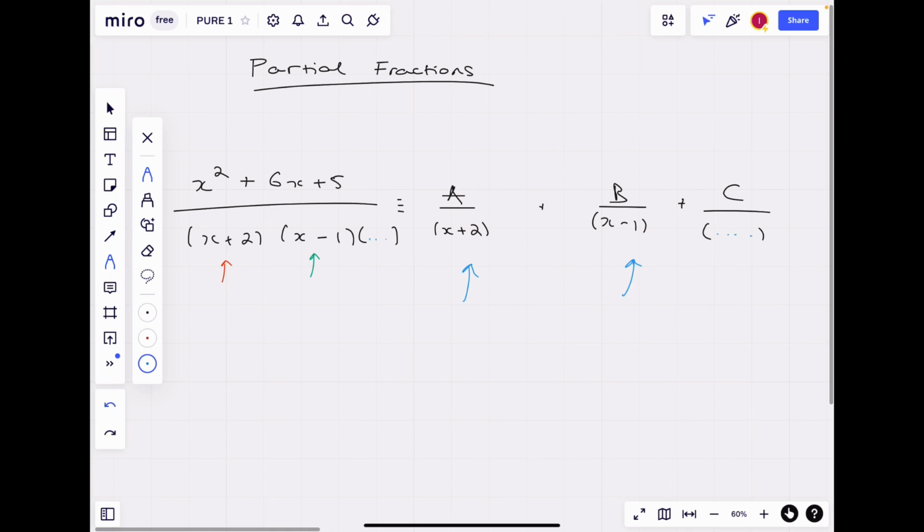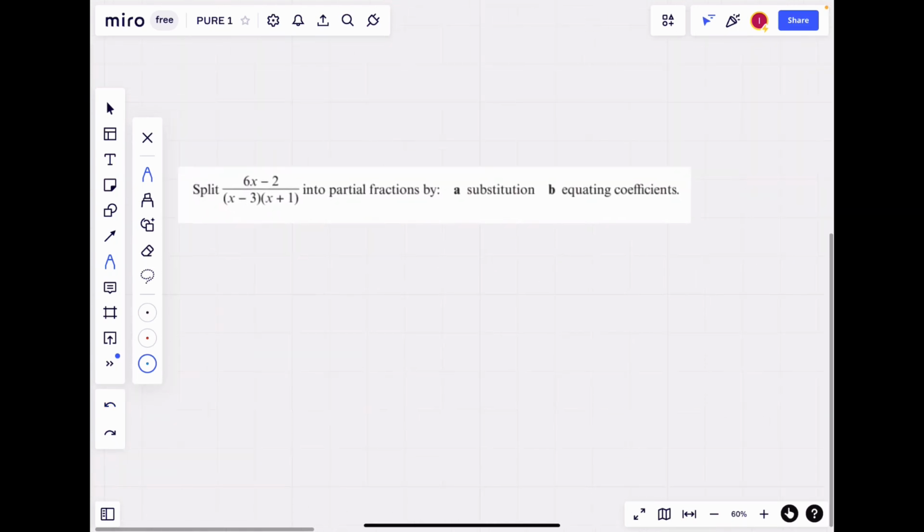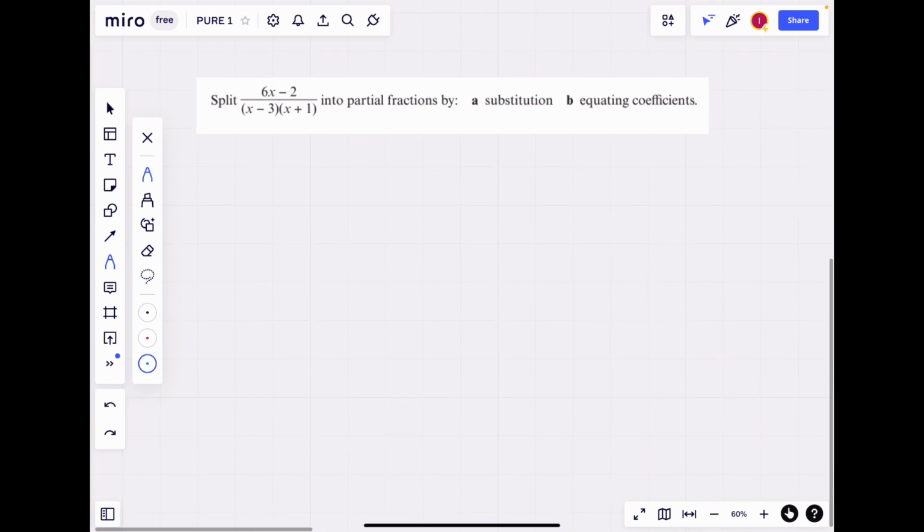Now, the way we do partial fractions will be twofold, or shall I say there's two methods. The first method is by substitution. The second method is by equating the coefficients. I'm going to take you through both. Let's start off with substitution.